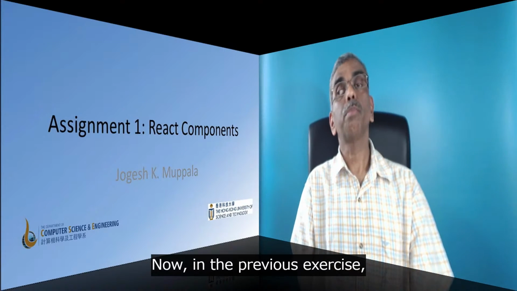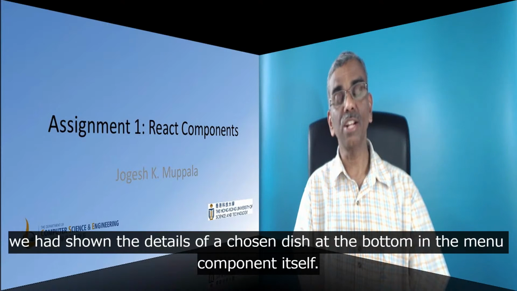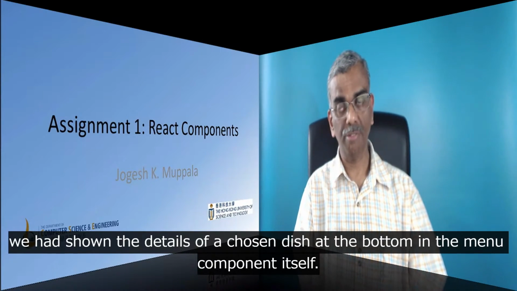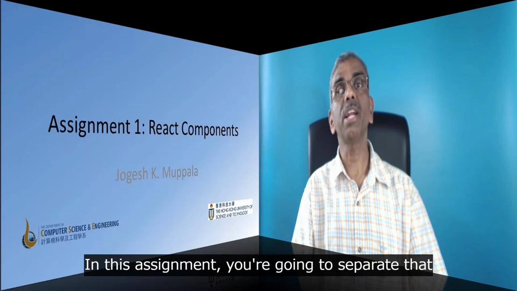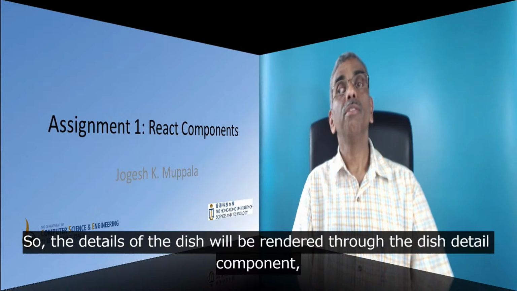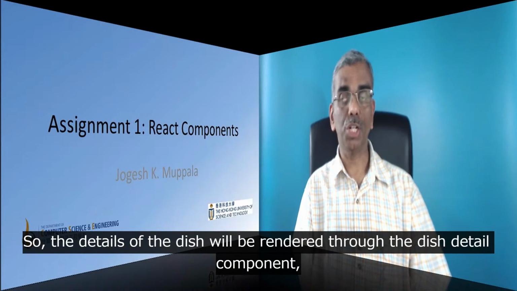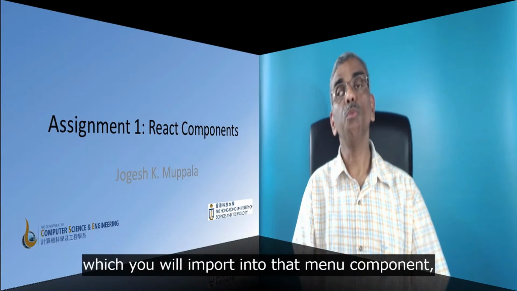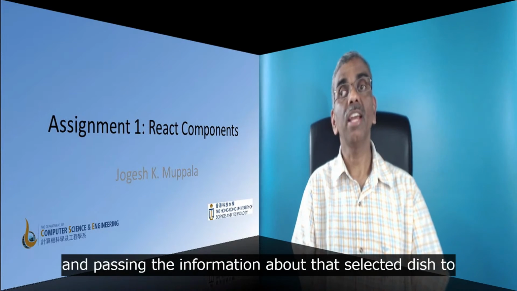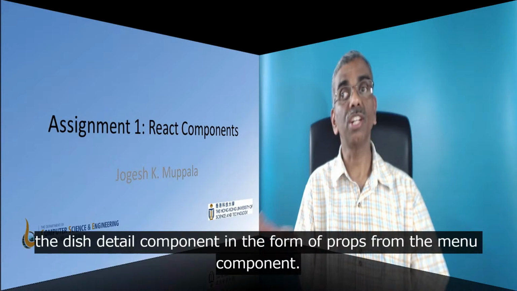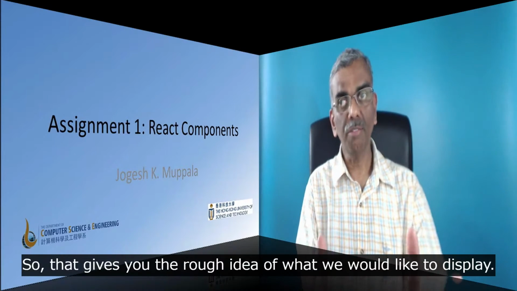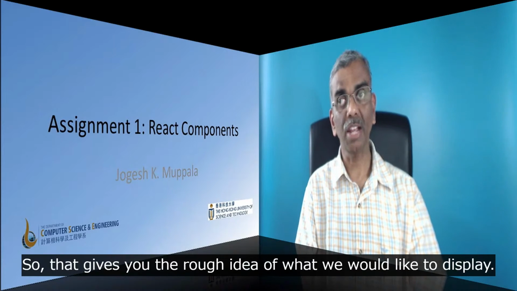Now, in the previous exercise, we had shown the details of a chosen dish at the bottom in the menu component itself. In this assignment, you're going to separate that into its own component called the dish detail component. So the details of the dish will be rendered through the dish detail component, which you will import into the menu component and pass in the information about the selected dish to the dish detail component in the form of props from the menu component. So that gives you the rough idea of what we would like to display.